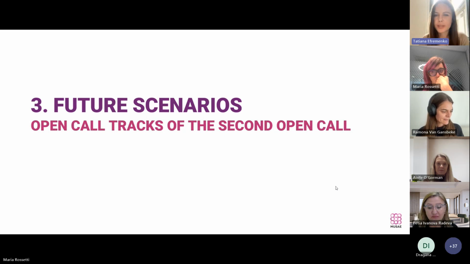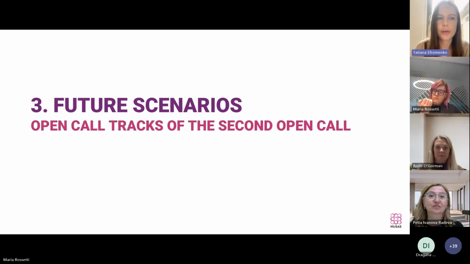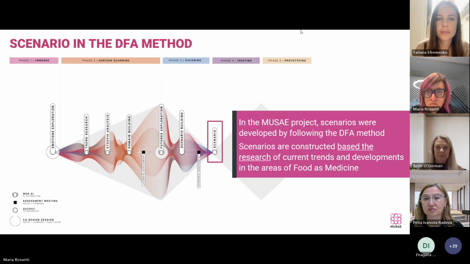And now, since we ask you to apply for the second open call by choosing one of the scenarios and exploring the scenarios, we would like to give a bit more details, what we mean by the scenario, what is the value of the scenario, and why we decided to work with this kind of format, let's say. Next slide, please.